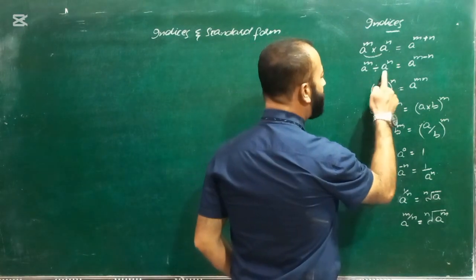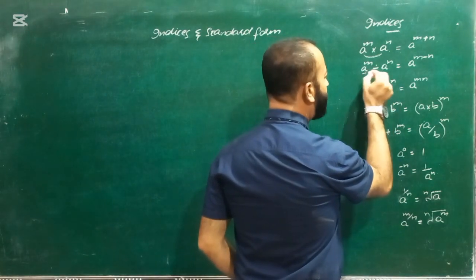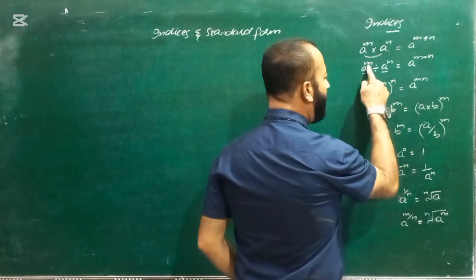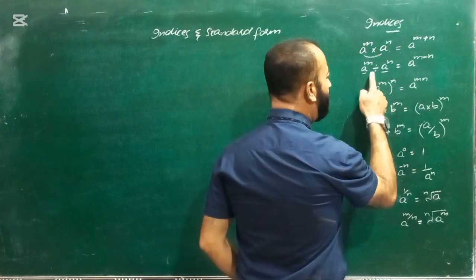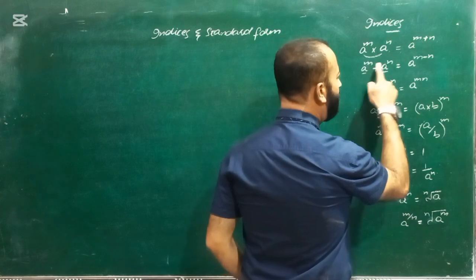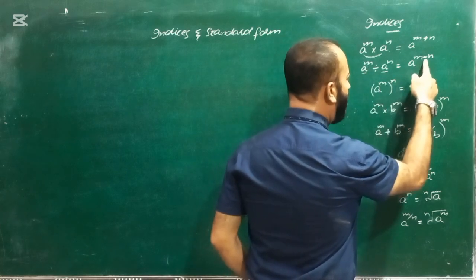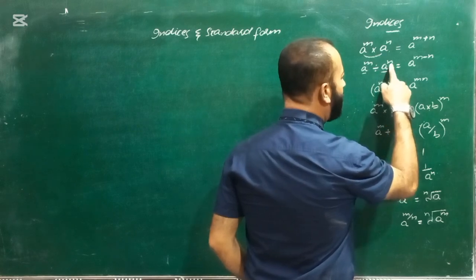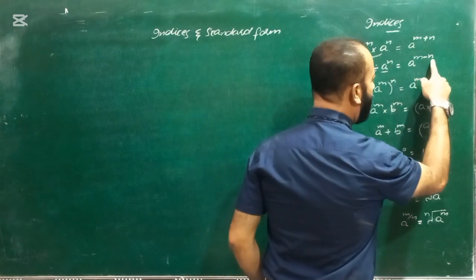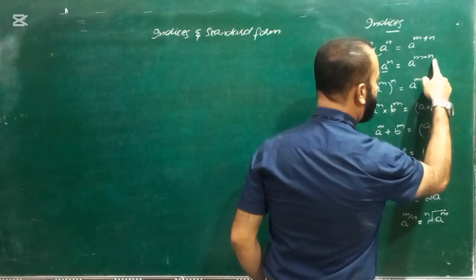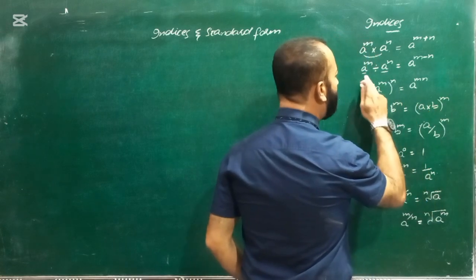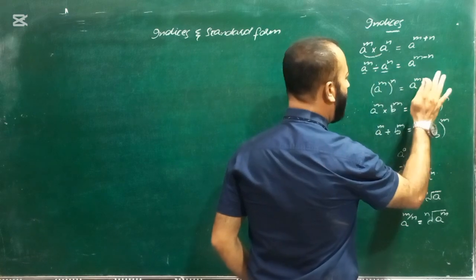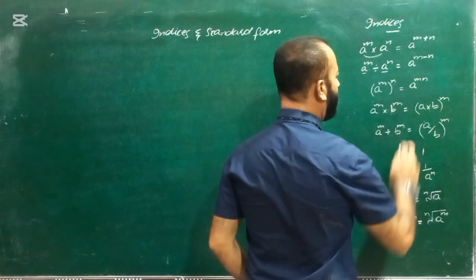Likewise, if two values are dividing with each other and their bases are same, the base will be written once. The power of the value given before the division sign will be written first, minus the power of the value given after the division sign. So if two values are dividing with each other and bases are same, base will be written once and powers will be subtracted. So m minus n.